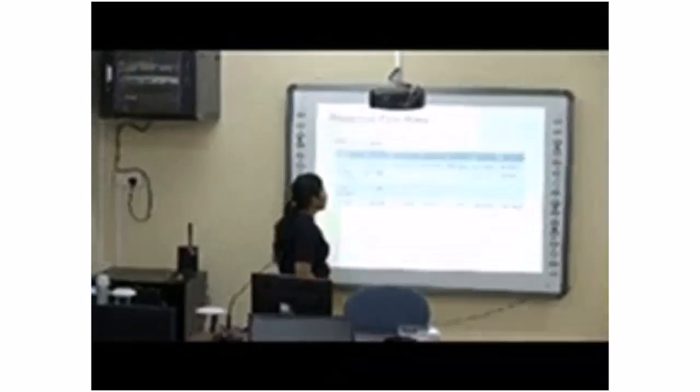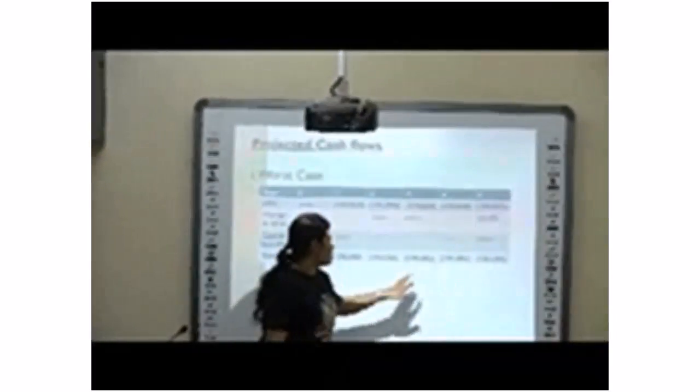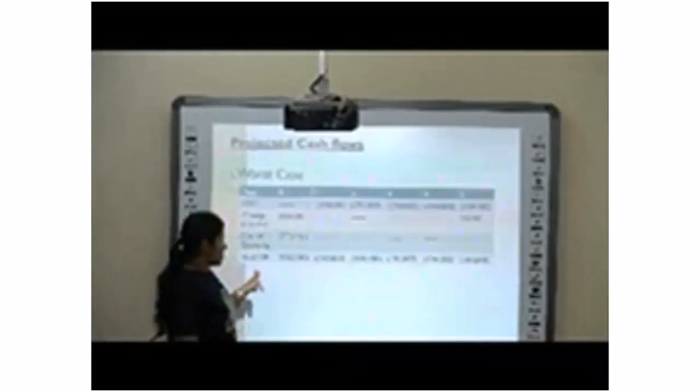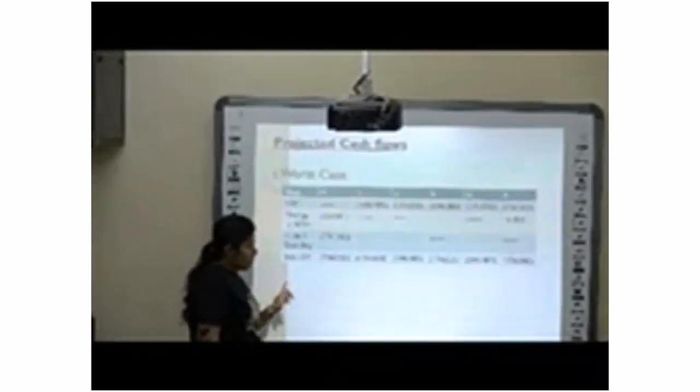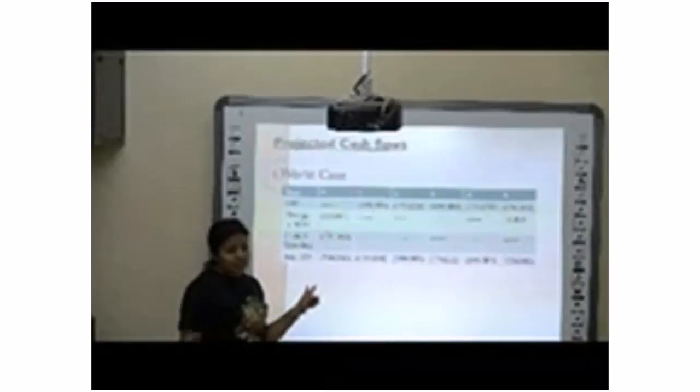And we have analyzed the projected cash flow based on the change in net working capital and capital spending. In the worst case, we find that throughout the lifespan of the machine, we would not get any positive cash flows. Hence, we won't be able to calculate the payback period, as we cannot recover the machine cost within the lifespan of the machine.